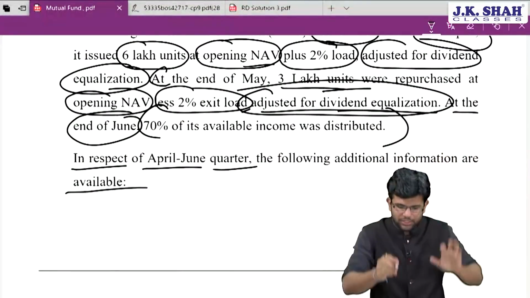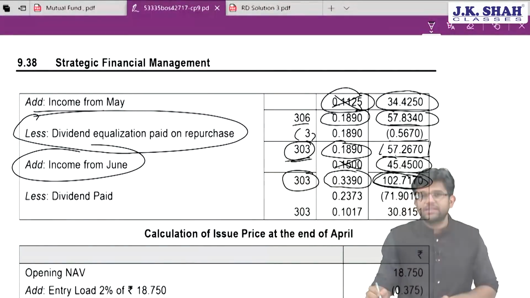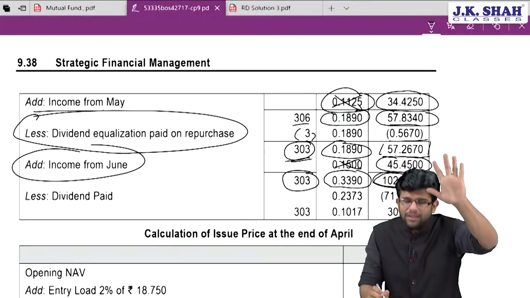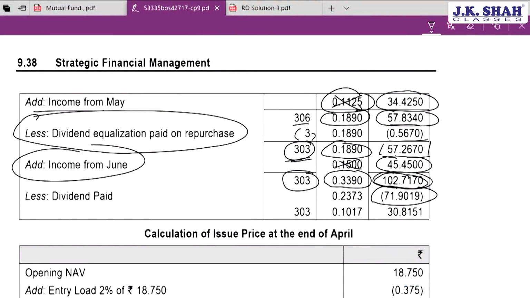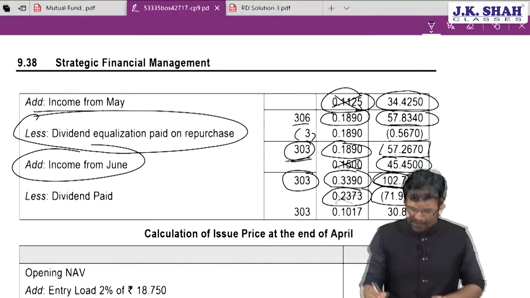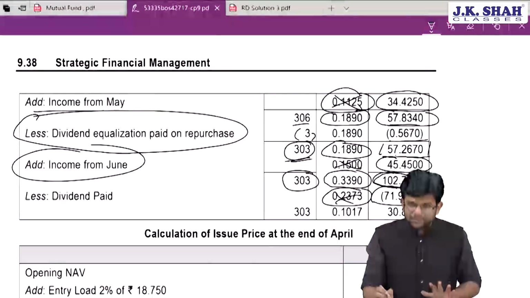distribute 70% of our available income, then students, 102.7170 18.70 is our available income post the income of June. From this 70% will be distributed, that is 71.9019. Students, this is an irrelevant data, don't look at it right now. Yes, that is nothing but 71.9019 divided by 303, doesn't make any difference.